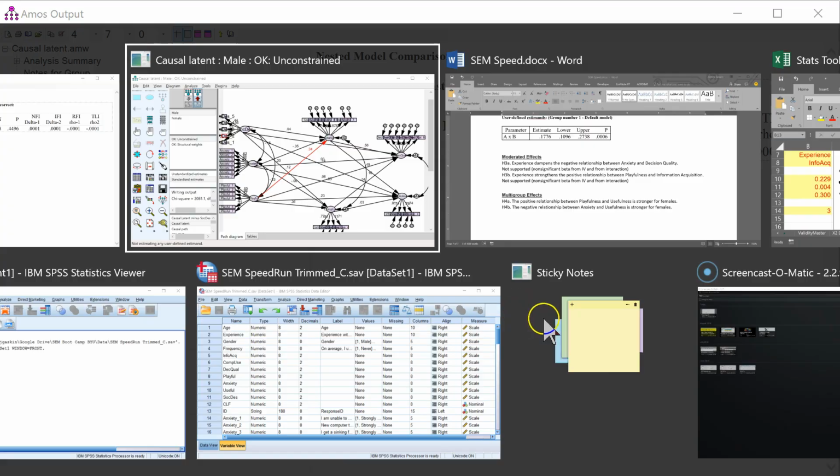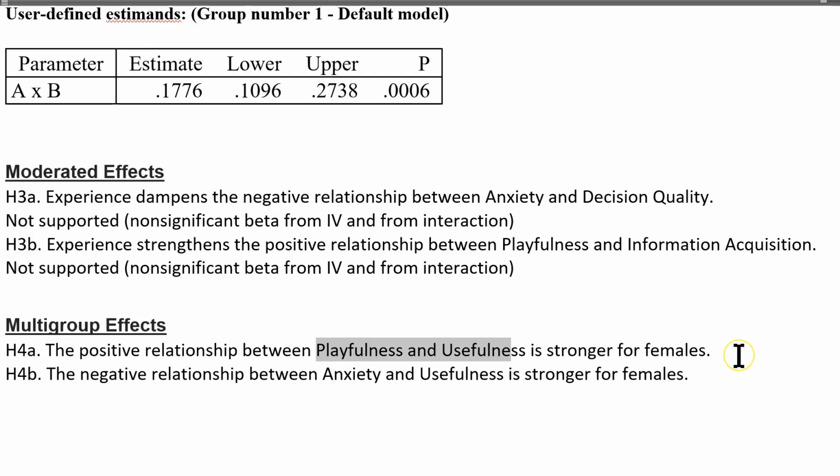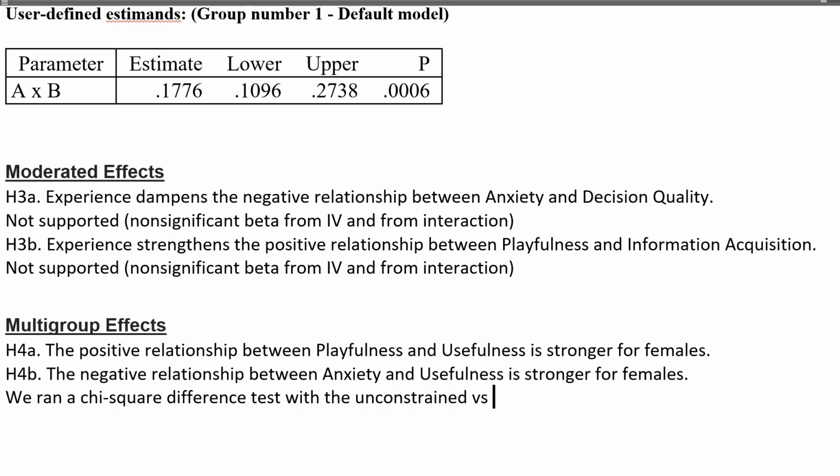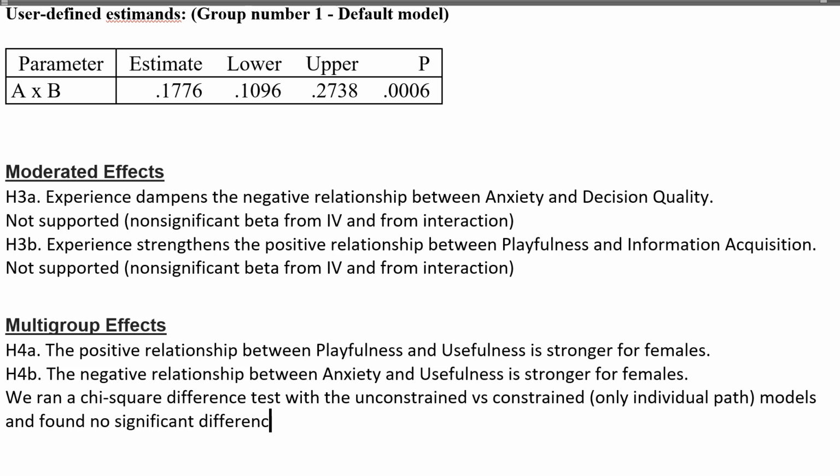So what would we say here? We'd say, let's see, this second one we discovered was absolutely no difference, right? We ran a chi-square difference test with the unconstrained versus constrained only individual path models and found no significant difference. So not supported. Not supported. This is the case for both.